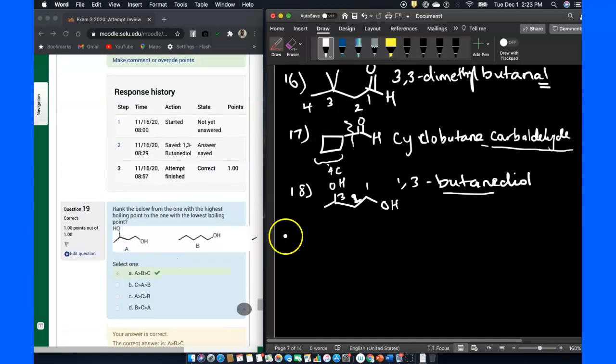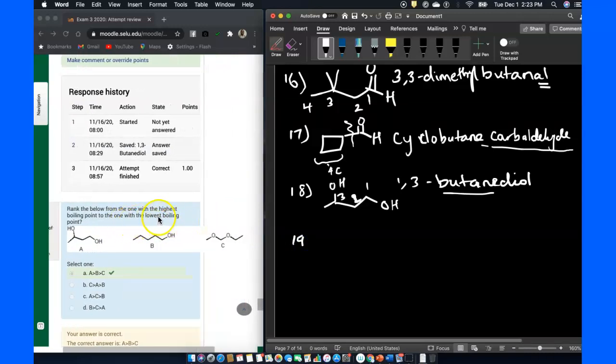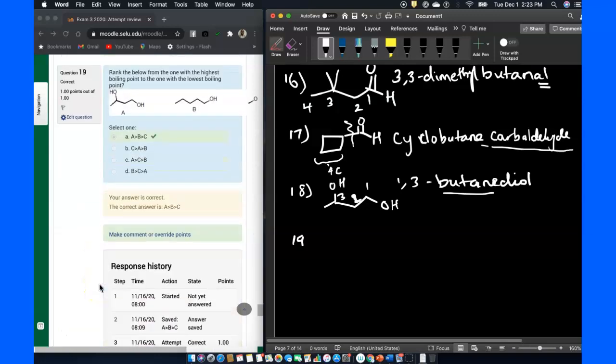Okay. Question 19. This one, no need to draw. We need to rank from highest to lowest boiling point. The more the OHs, the higher the boiling point, because you have more chances for hydrogen bonding. So A has a higher boiling point than B. B has a higher boiling point than C. There's no OH here. So the answer is A.